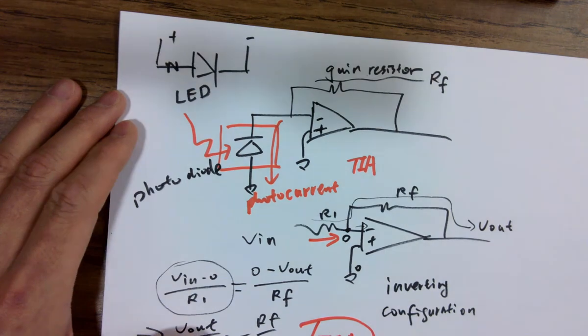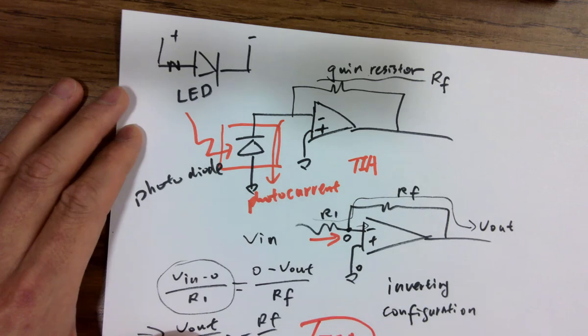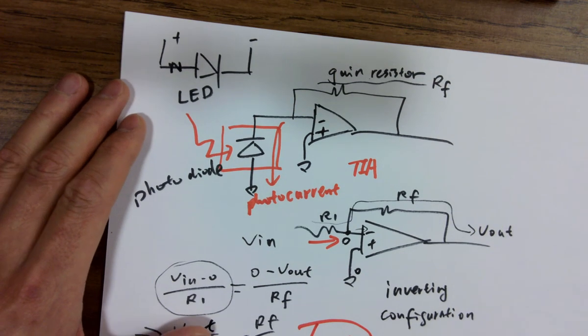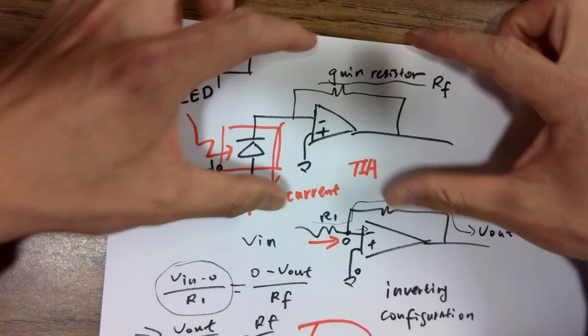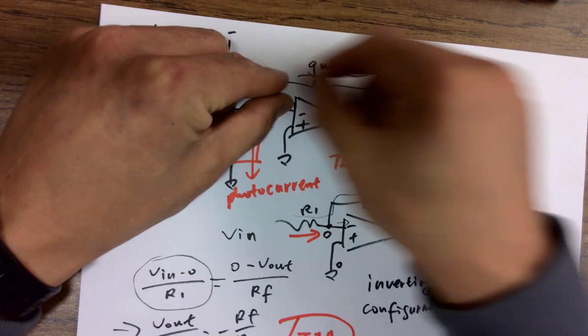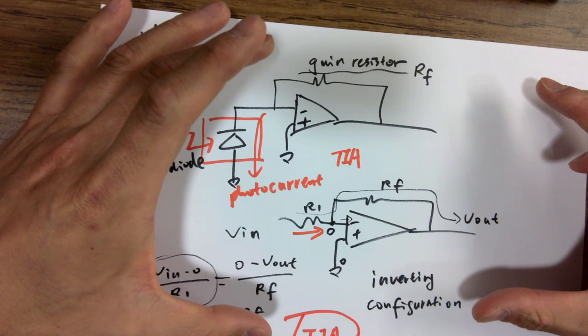Instead of emitting light, it absorbs photons and converts them to photocurrent. Okay, really interesting, really useful technology. So if you connect this to a TIA and place this little thing in a little pixel, and have, for example, 100 by 100 pixels, it forms a camera.